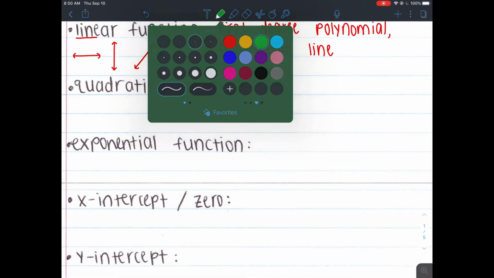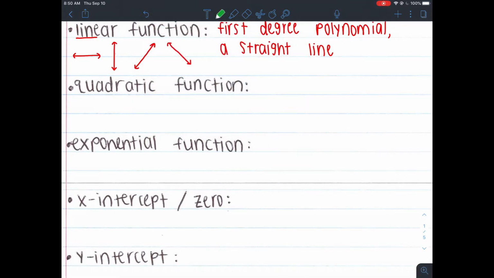Moving on to quadratic functions. This is the second function that we tackle. This is a second degree polynomial. Okay? And when I say second degree polynomial, that means that the highest exponent I see in this function is a 2. I also want to point out the shape that this makes. This makes something that looks like a U shape.